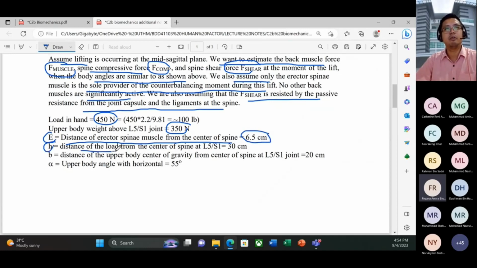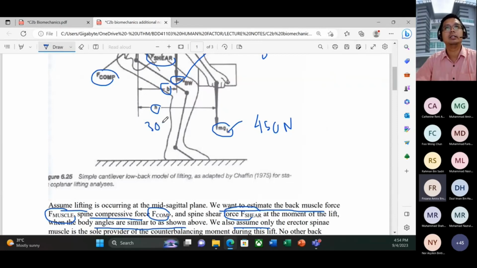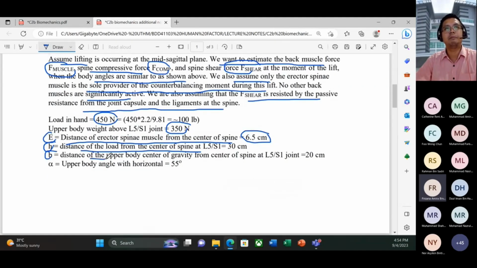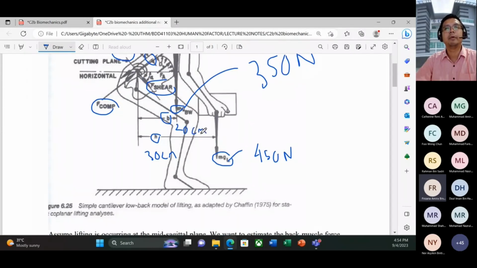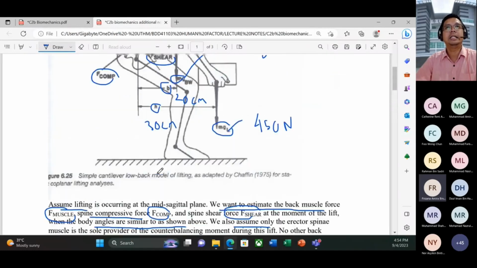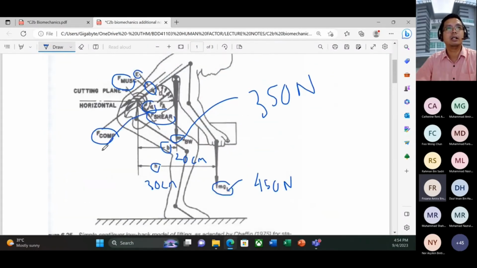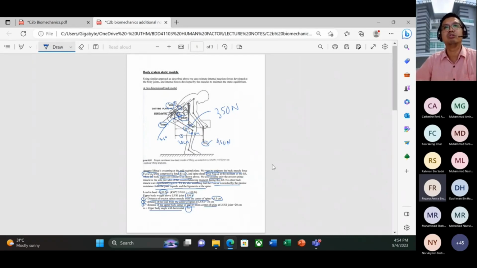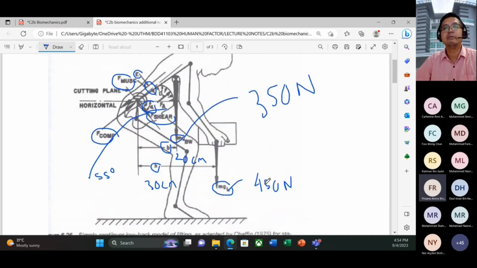H is the distance of the load from the center of the spine, 30 cm. Meanwhile, B, the distance of the upper body center of gravity from the center of the spine, they give you 20 cm. And alpha, the upper body angle with the horizontal, is 55 degrees. So how do we calculate to determine our muscle force, our compressive force, and our shear force? Please take out all the data. You know the load mg is 450 Newton, our body weight is 350 Newton, the B distance is 20 cm, H is 30 cm, and our bending angle alpha is 55 degrees.